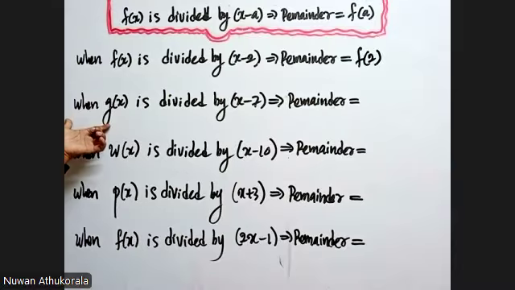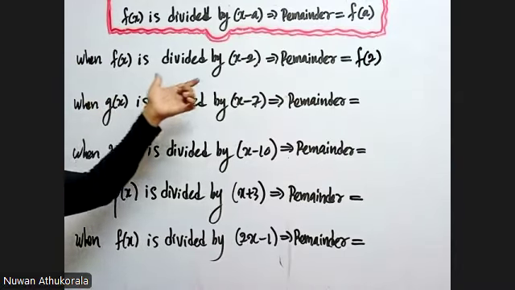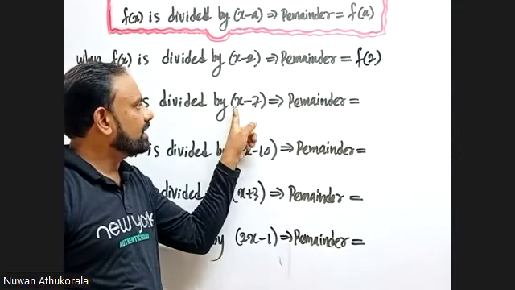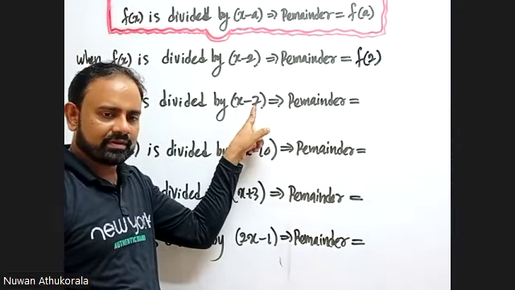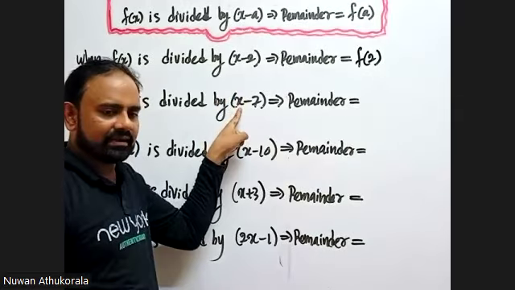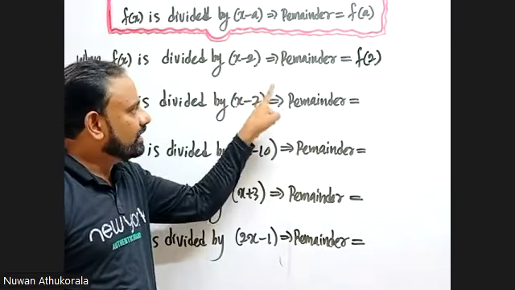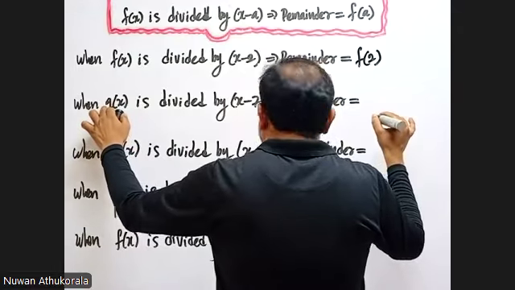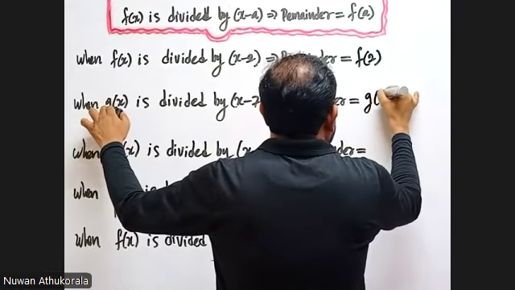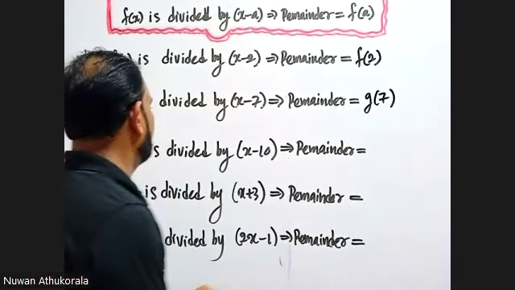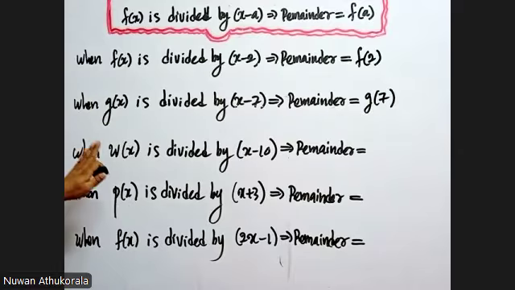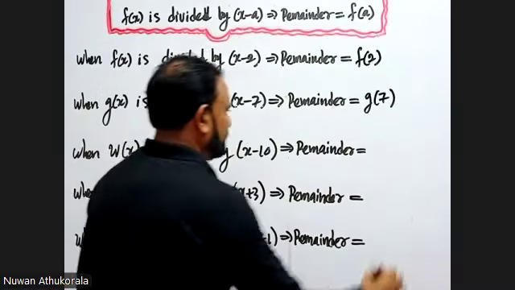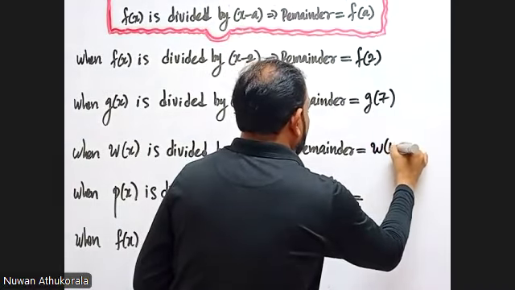Check the second example. g(x) is divided by x minus 7. How to convert x minus 7 into 0? We have to substitute x equals 7. So, the remainder is equal to g(7), the name of the function. When w(x) is divided by x minus 10, what is the remainder? w(10).